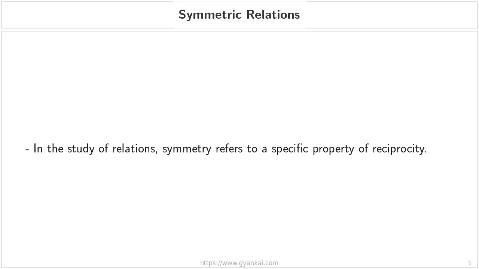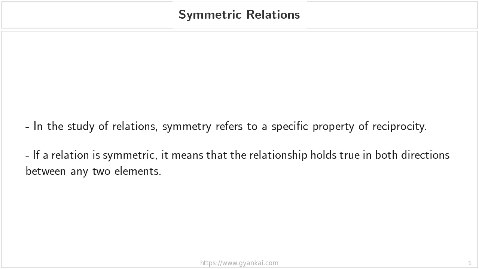Hello everyone. Today, we are beginning our discussion on symmetric relations. To start, let's look at the general concept. In the study of relations, symmetry refers to a specific property known as reciprocity. To put this in simpler terms, if a relation is symmetric, it means that the relationship holds true in both directions between any two elements. Essentially, if an element A is related to an element B, then element B must also be related back to element A. As we move forward in this lesson, we will transition from this intuitive idea to a formal mathematical definition, and then apply it to both real-world and numerical examples to ensure you can identify these relations with ease.